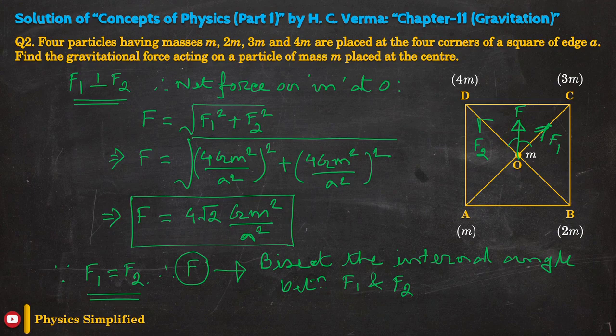So the final answer of this problem is that the gravitational force acting on the particle of mass m placed at the center of the square has a magnitude of 4√2 Gm² divided by a², and it is inclined at an angle of 45 degrees either with force F1 or with force F2. This is the final answer of the problem.